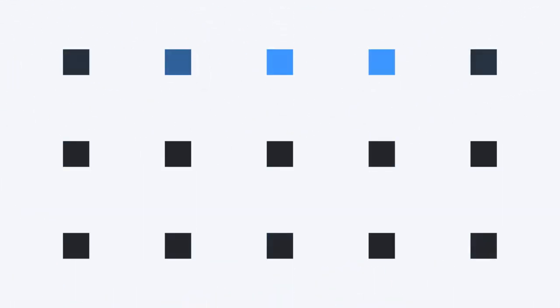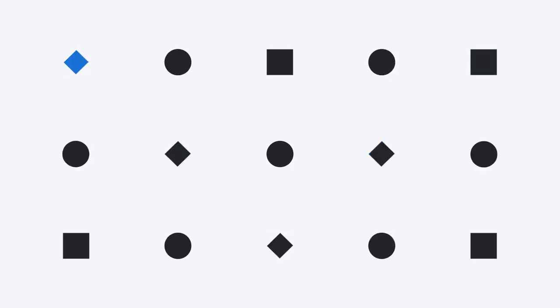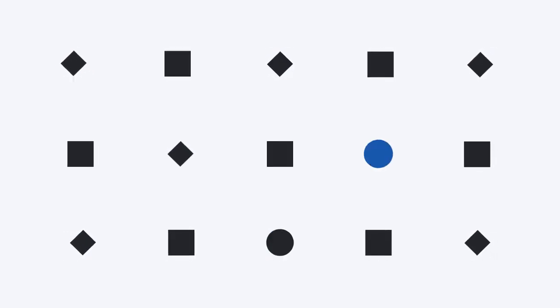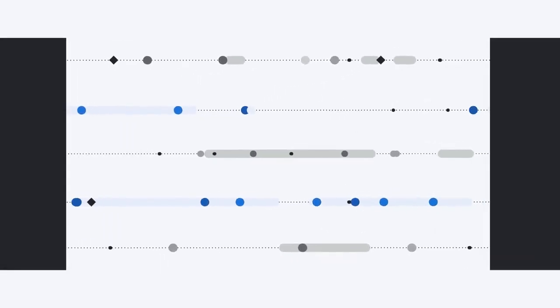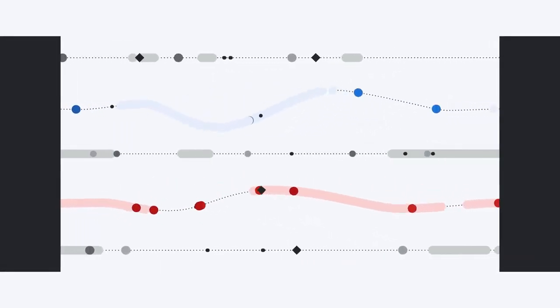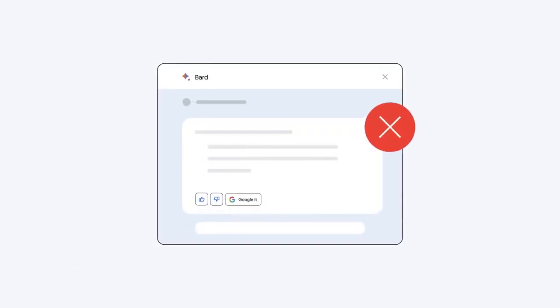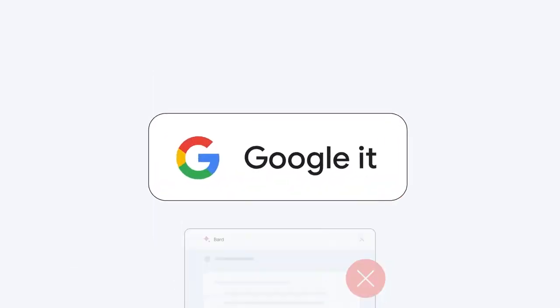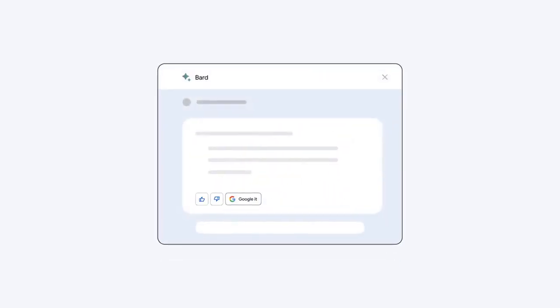LLMs are pre-trained on a variety of data from publicly available sources, which allows them to pick up on patterns and predict the next probable words in a sequence. The same flexibility that lets LLMs be creative can also cause hallucinations, presenting inaccurate information. That's why we built the Google It button right into the experience, so you can double-check Bard's responses with relevant search queries. You can also give Bard's response a thumbs up or down, depending on the quality of the answer.